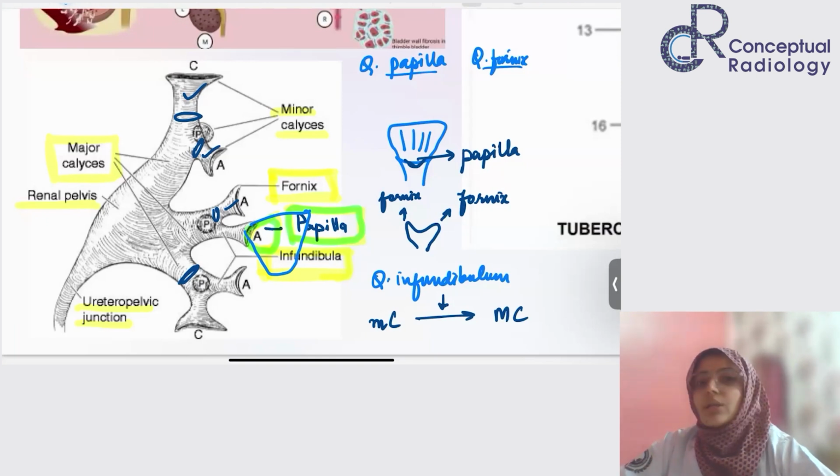So this is very important. You'll hear these terms a lot: infundibular stenosis, infundibular strictures. We'll come to that. Okay, so I hope these three structures are very clear. What's the papilla? It's a part of the medullary pyramid.